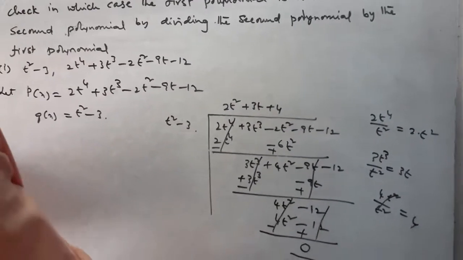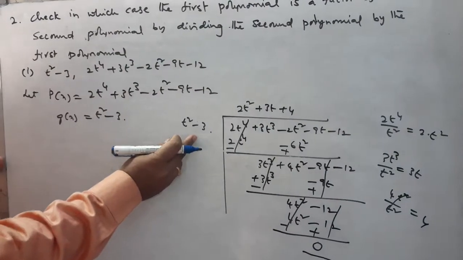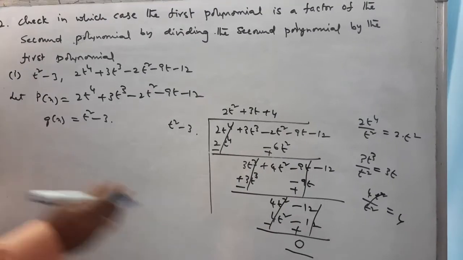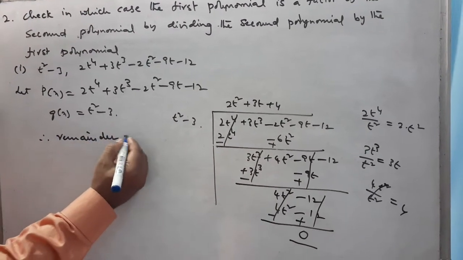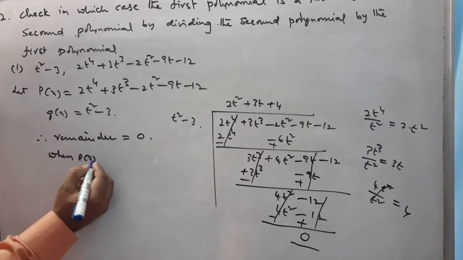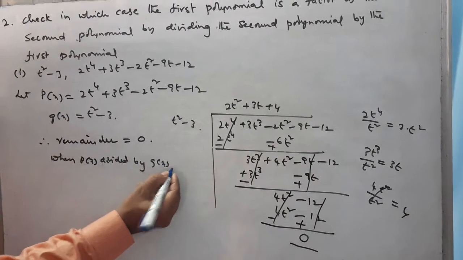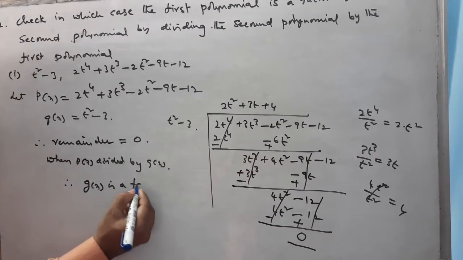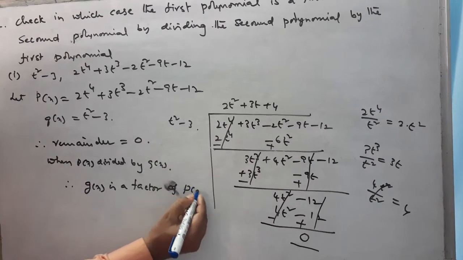So here we got the remainder 0 when this p of x is divided by g of x. So here g of x is known as the divisor of p of x. So therefore remainder is equal to 0 when p of x is divided by g of x. So therefore we can write it as g of x is a factor of p of x.